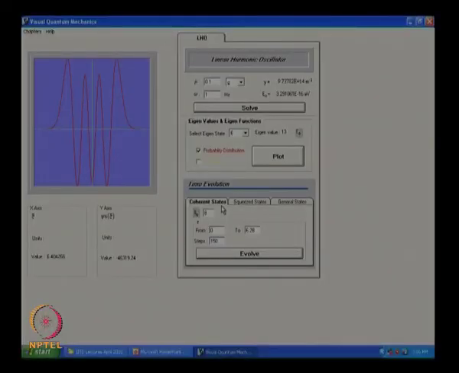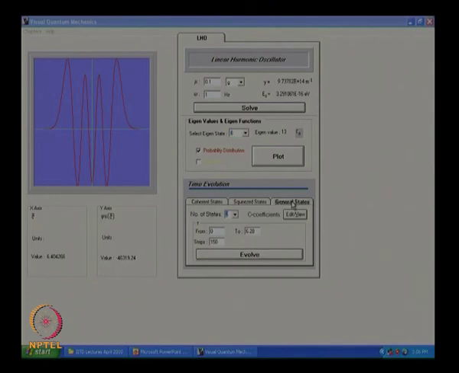Let me then tell you what happens if I superpose different states. So, I am trying to superpose two states with the following coefficient.